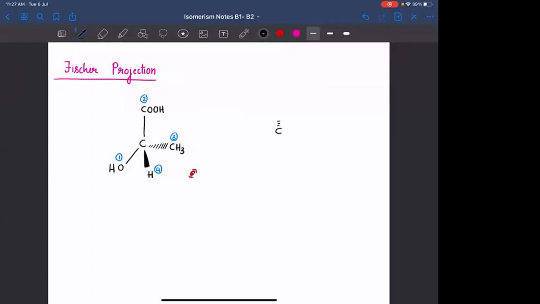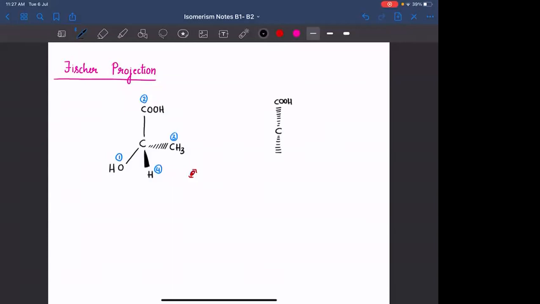Okay, this is a plus sign. The bonds which are coming towards you are present on the horizontal line. The bonds which are going away from you are present on the vertical line. Agreed? Everyone, okay. So I am drawing the same thing here. There are two bonds going away from you and they are present on the vertical line.